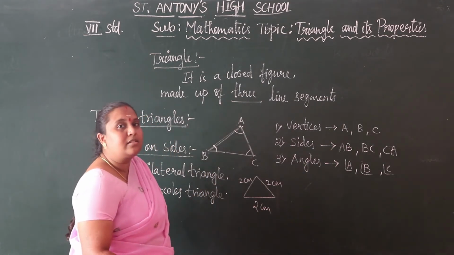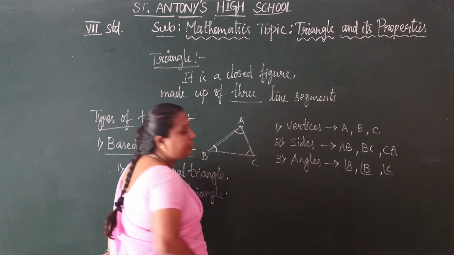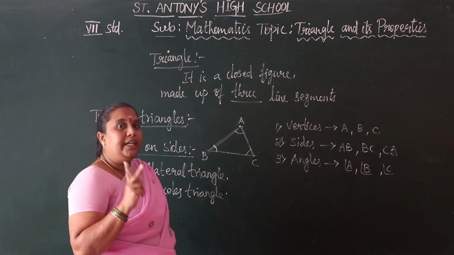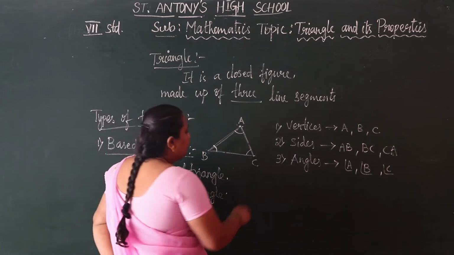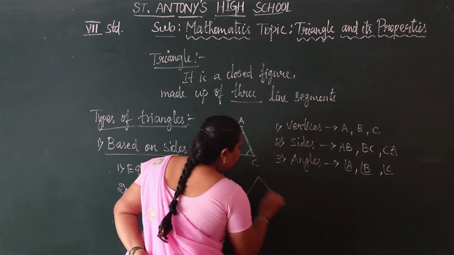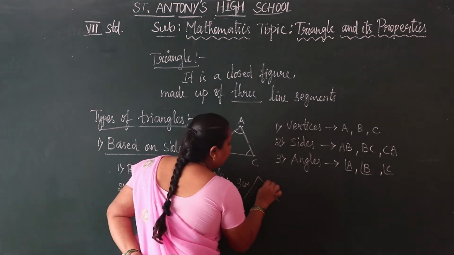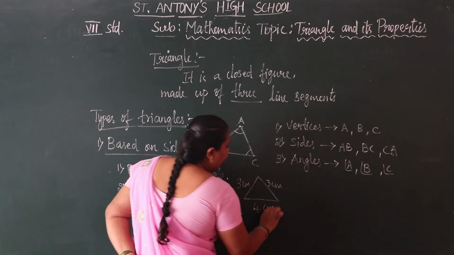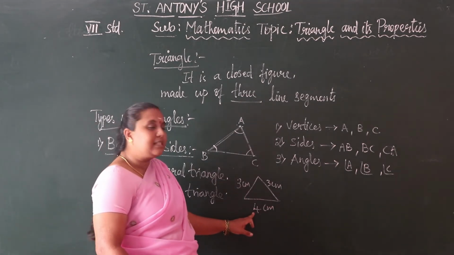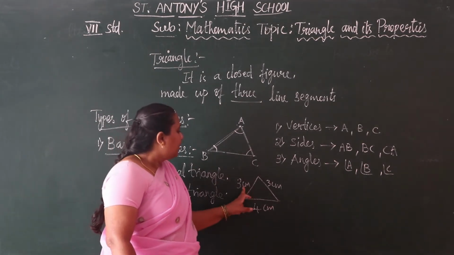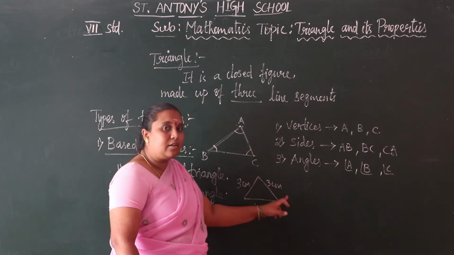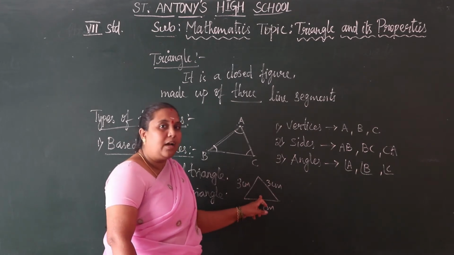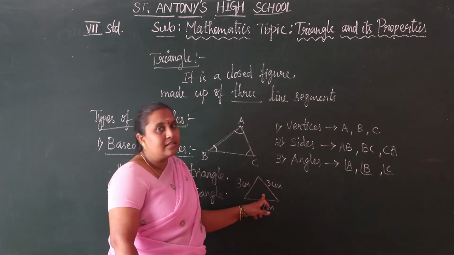So what is meant by isosceles triangle? Any 2 sides of a triangle are equal. See, now we have these 2 sides. These 2 sides are 3 centimeter and 3 centimeter, and this side is 4 centimeter. So the third side has a different measurement. The 2 sides of this given triangle are equal, and the third side differs.